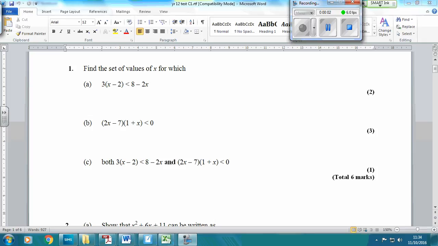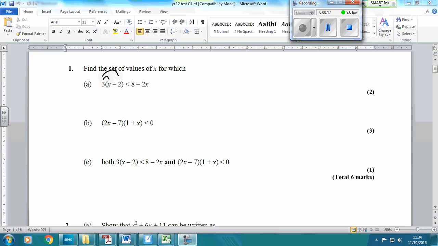Okay, so this is the exam that Year 12 sat this morning, and I'm going to go through it to make sure that you guys know what to do. So the first question here, we've got to multiply out the brackets, and we've got to end up getting x equals, or x is less than.